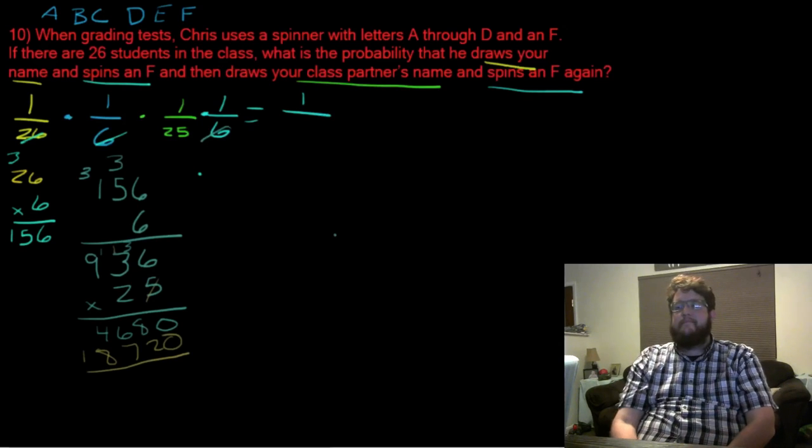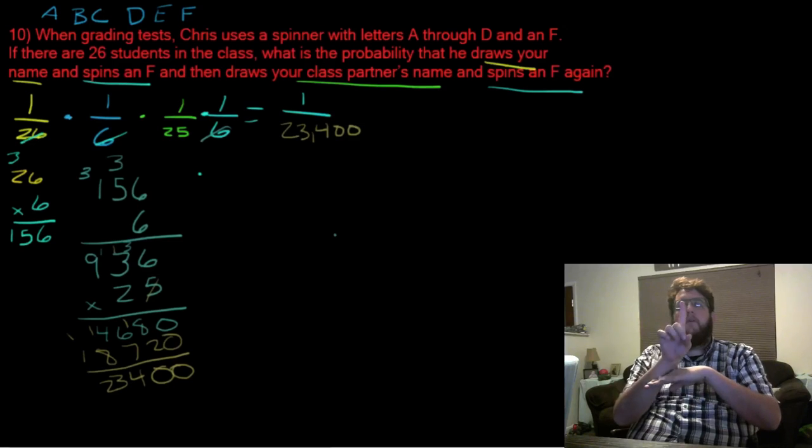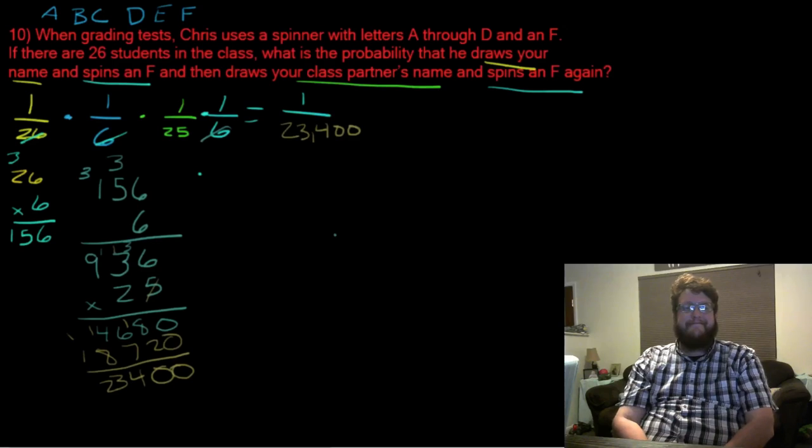Now I can go ahead and add all of these up. 0 plus 0 is 0. 8 plus 2 is 10. 6 plus 7 is 13, plus 1 more is 14. 8 plus 4 is 12, plus 1 more is 13. And 1 plus 1 is 2. There is a 1 in 23,400 chance that when I start grading your tests I will draw your name and spin an F, and then draw your partner's name and spin an F again.